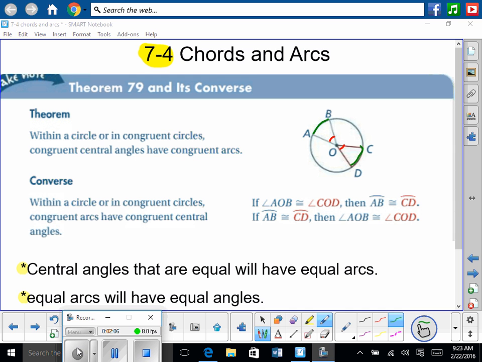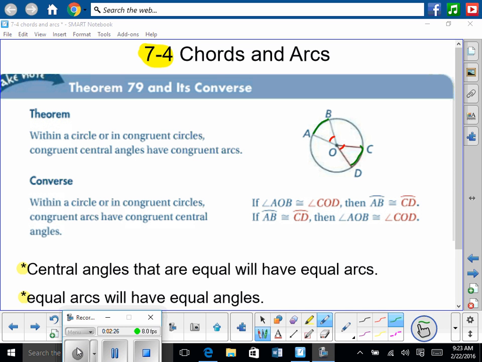Okay, let's get going. So this is our unit on circles, guys. Circles is hugely going to help you with your ACT, especially since a lot of you didn't get a whole lot of circles last year, because this is hugely important. So this unit is going to help you the most with your ACT coming up. Okay, so today we're doing 7-4. We're going to be dealing with chords and arcs.